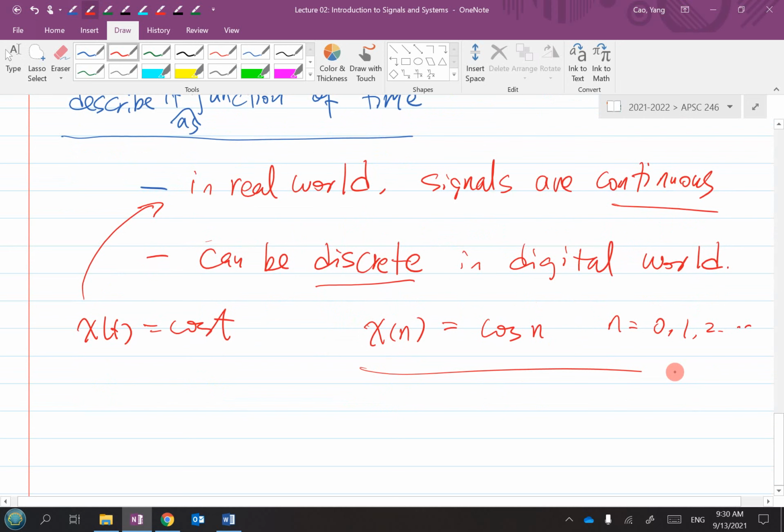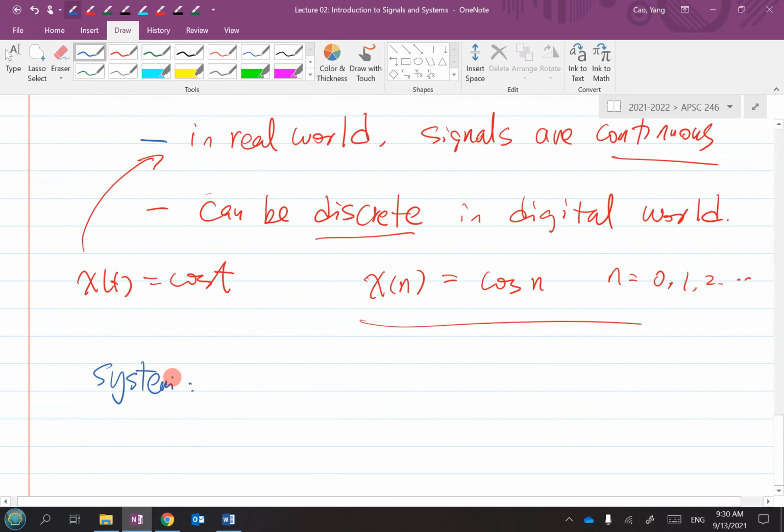Okay, so now you know what signals are. What exactly can we classify a signal as? We're going to come back to signals a little bit more. Now let's look at the definition of a system.